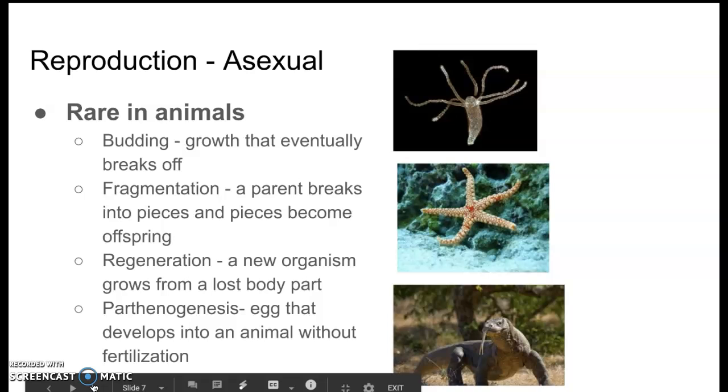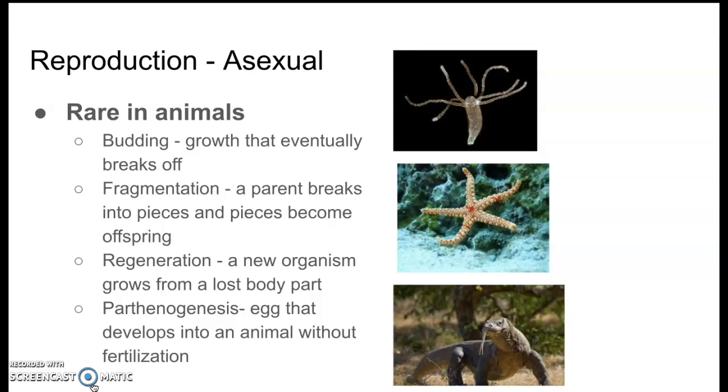So the next feature by which we divide animals is reproduction. There are many different types of reproduction in animals. One type is asexual. Now, I must say asexual reproduction is very rare in animals, but it happens. And sometimes animals may do both asexual and sexual reproduction. So we'll talk about some of those as well.